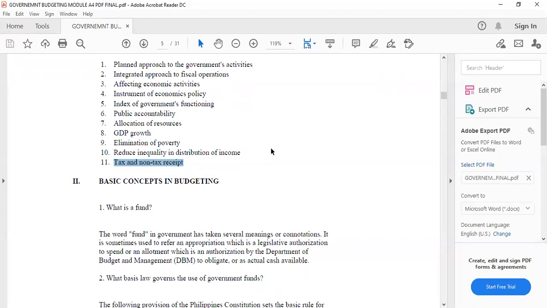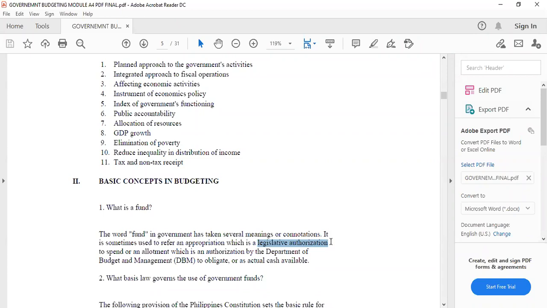Defined as a government, it has taken several meanings or connotations. It is sometimes used to refer to an appropriation, which is legislative authorization. The word legislative simply means that the fund is given power by the legislative branch, meaning the councilor if it is at the local level, or congressman at the national level. It could be from Congress, or a senator, or members of the House of Representatives.